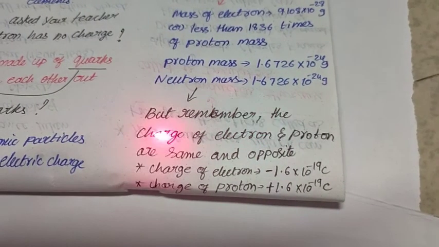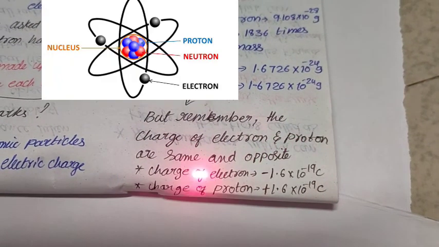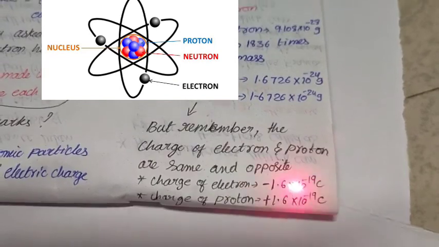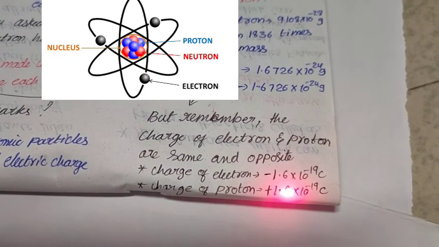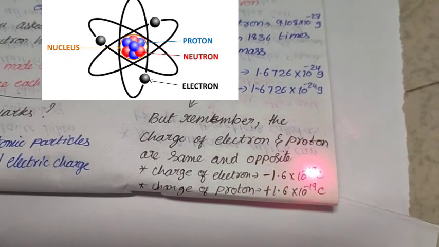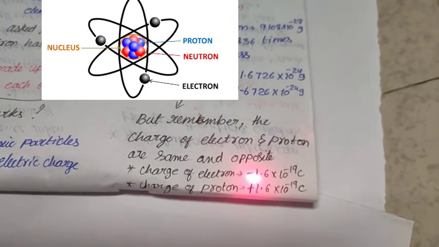But remember, the charges of the electron and proton are equal and opposite. Charge of an electron is minus 1.6 into 10 to the power of minus 19 coulombs. Charge of a proton is plus 1.6 into 10 to the power of minus 19 coulombs. These are the same in magnitude but have opposite charges.